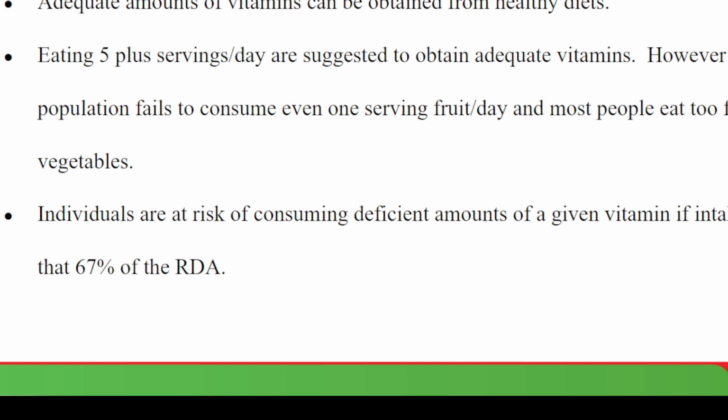However, most of the population fail to consume even 1 serving of a fruit per day, and most people eat too few vegetables, seriously, because people are not into these things of vegetables, by the way. So many people are not into them unless they really get to understand what they really are. And individuals are at risk of consuming deficient amounts of a given vitamin if intake is less than 67% of the RDA, the recommended daily allowance.